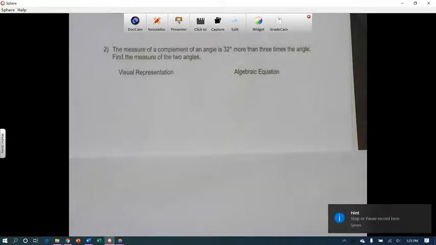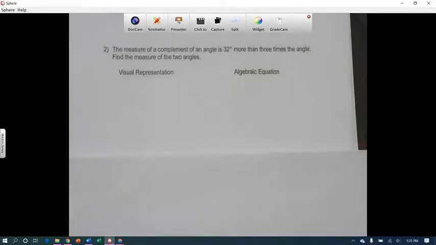Hi again, 7th graders. We are now going to do a word problem involving complementary angles. In the first video we went over how to make a visual representation with supplementary angles, and now we're going to do that again with complementary angles.